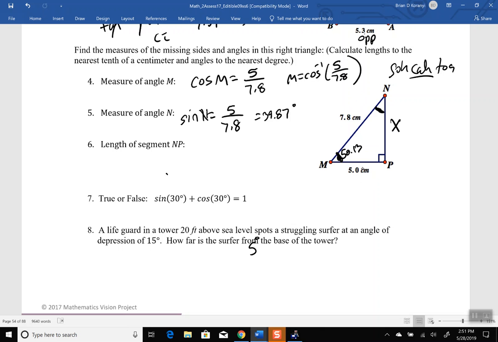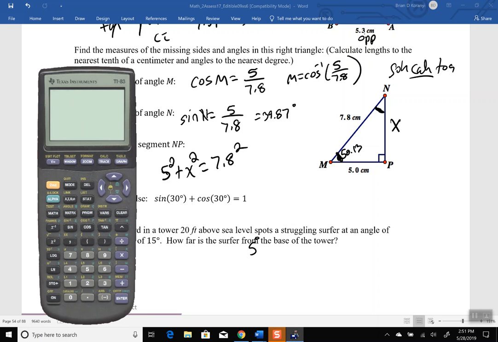Couple ways you could do it. You have the Pythagorean theorem. So if I know these two sides, I could say 5 squared plus x squared equals 7.8 squared, the hypotenuse squared. I could do that, or I could use my trig one way or the other. Let's just do it with the Pythagorean theorem.